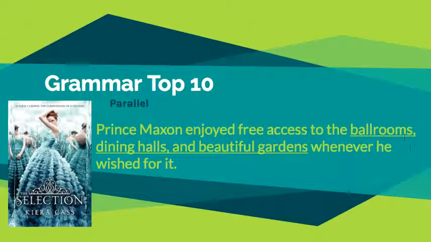Commas are also important in this sentence because, in any parallel sentence, the reader can then tell which things that are listed, whether they're together or separately listed. So ballrooms, comma, dining halls, comma, and beautiful gardens. And in other parallel sentences, if I were to take out the commas, some things would be confusing and the reader wouldn't know which words should be grouped together and which words should not be grouped together.